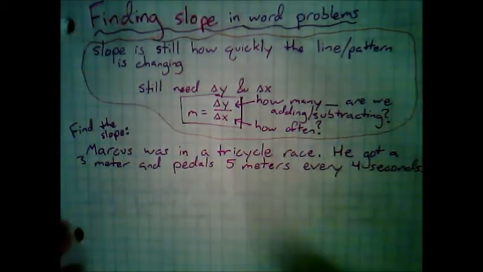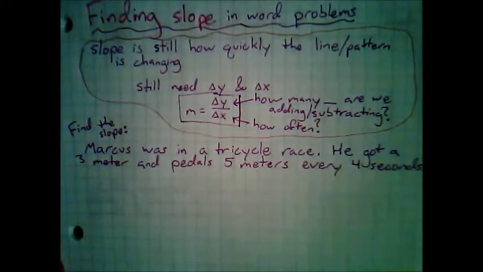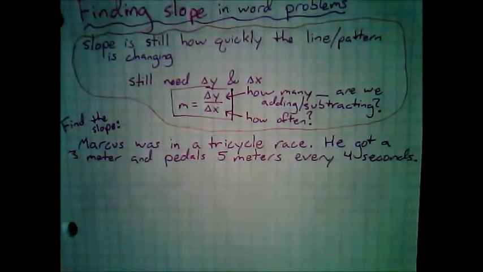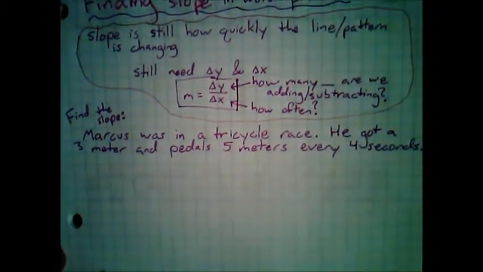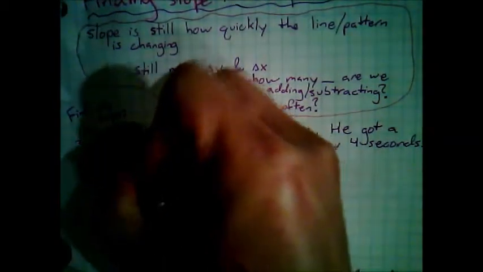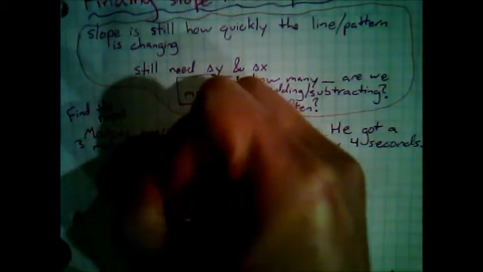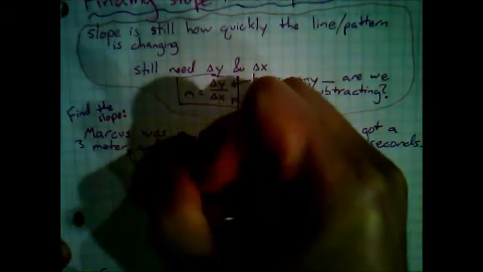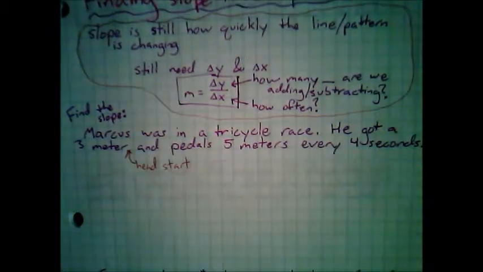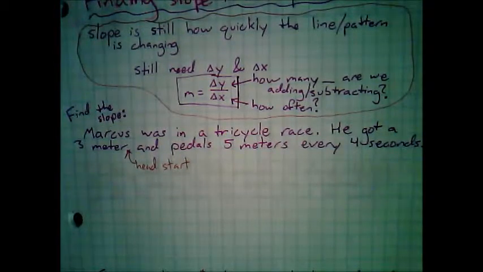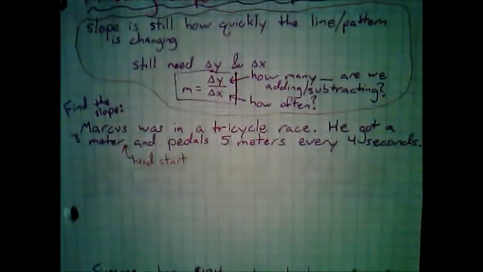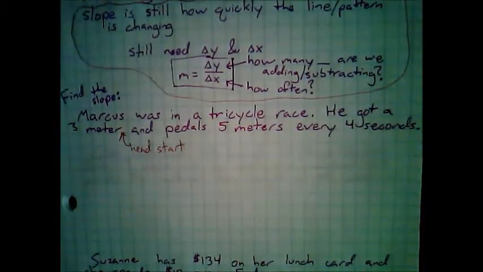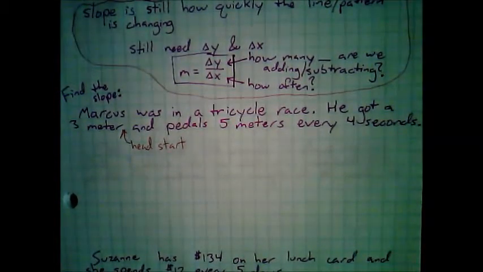Okay, so in our first word problem, it says Marcus was in a tricycle race. He got a 3-meter, it's supposed to say head start, and pedals 5 meters every 4 seconds. Okay, so take a moment to press pause and copy this down, then let's work through it together. Okay, so we just need to figure out how to find this slope.